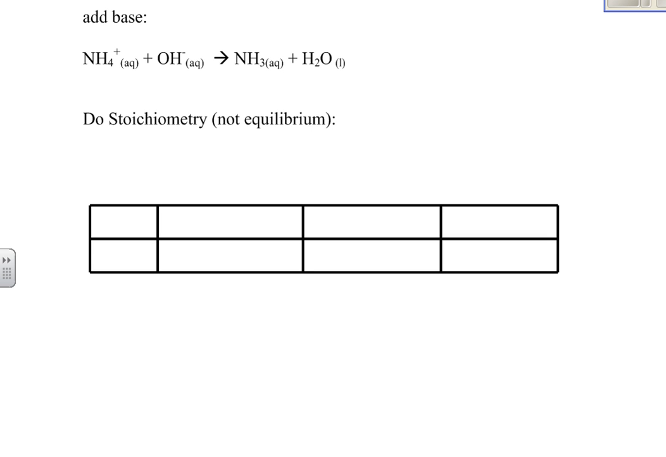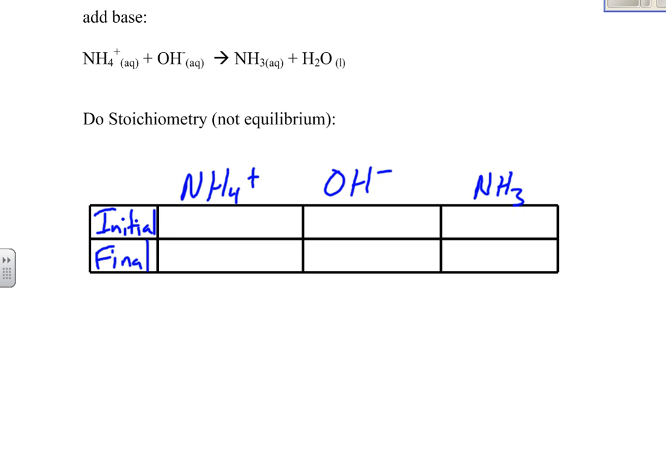Now we're going to do a slightly different table. This is a stoichiometry table. It's not equilibrium. So instead of doing ICE, we're going to do IF. Initial and final. Right, so not equilibrium, but final. We'll put up here the NH4 plus, the OH minus, and then on the other side of the equation we have the NH3.